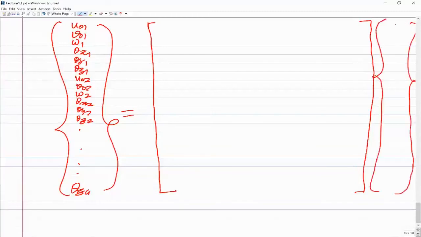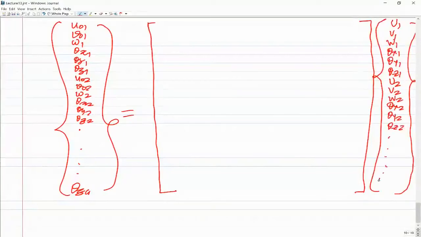So first node you will have capital U1, capital V1, capital W1, theta X1, theta Y1, theta Z1. They will have U2, V2, W2, theta X2, theta Y2, theta Z2, and then you will have finally theta Z4.